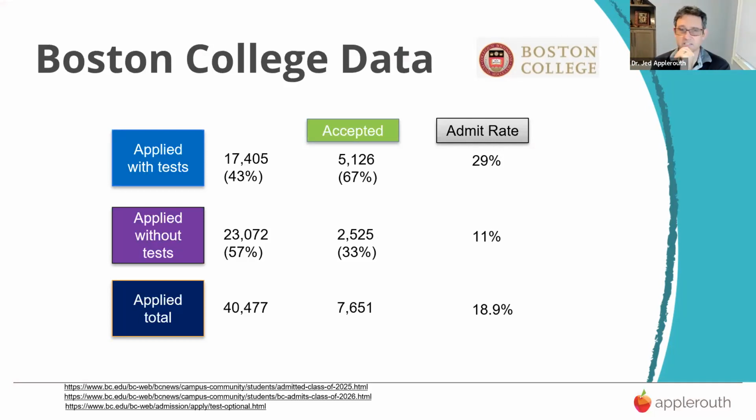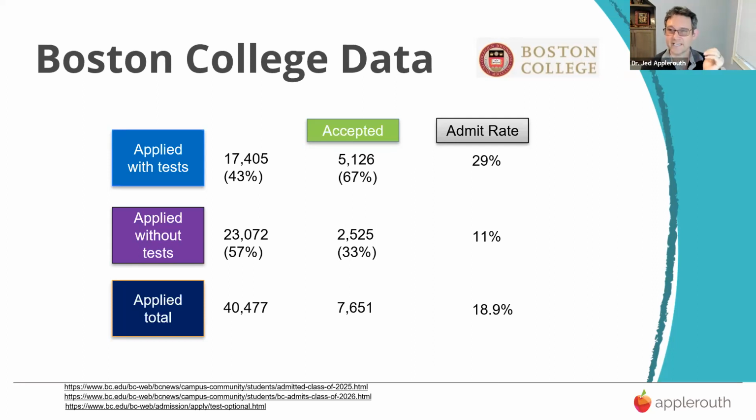You had 17,000 kids apply with tests. Of those, 5,000 got in for an admit rate around 30%. Then you have 23,000 kids apply without tests. They let in only 2,500 of those kids, which is an admit rate closer to 10%. So it's almost 3x that they are really looking at test scores and saying, this is important to us in BC. Now, one important caveat that the 3x difference is not purely because of the test score.